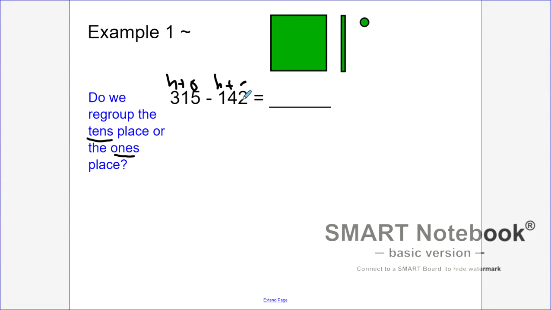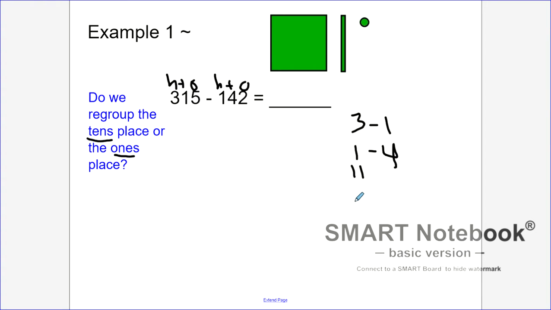The first digits are a 3 and a 1, meaning the 3 in the hundreds place and the 1 in the hundreds place. So I would go 3 minus 1. So we're definitely not going to regroup in the hundreds place. And the next digits we look at are the number 1 in the tens place and the 4 in the tens place.